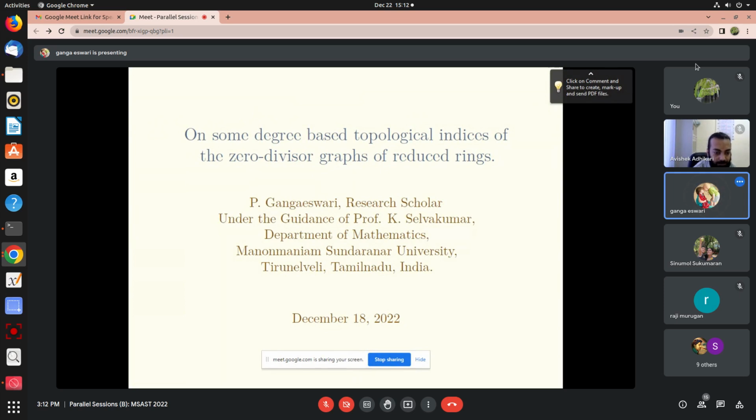Myself, P. Gangaishwari, research scholar from Manonmaniam Sundaranar University, Tirunelveli. I am working under the guidance of Professor K. Selvakumar, sir. Today, my topic is on some degree-based topological indices of zero-divisor graphs of reduced rings.